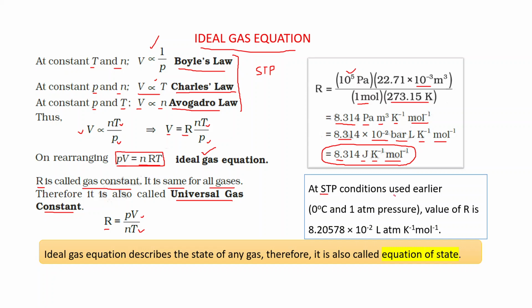At the STP conditions used earlier, the temperature is 0 degrees Celsius, that is 273.15 Kelvin. Use the temperature in Kelvin, and pressure is 1 atm. Then the value of R will come 8.20578 into 10 to the power minus 2 liter atmosphere per Kelvin per mole, and you can also write this as 0.082 liter atmosphere per Kelvin per mole. The ideal gas equation describes the state of any gas. Therefore, it is also called the equation of state.